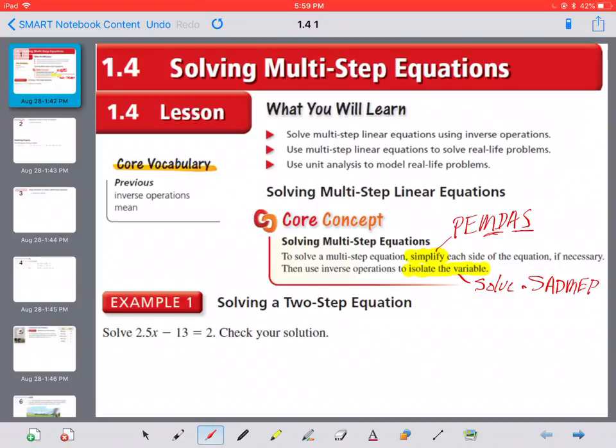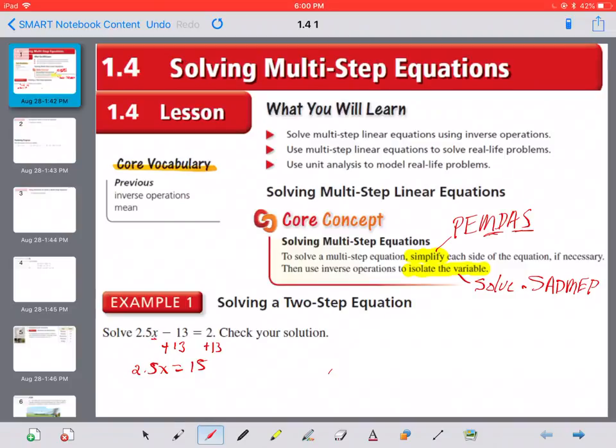For instance, solve 2.5x minus 13 equals 2. Okay, so that means we got to get x by itself. And in order to get x by itself, we got to get everything away from it. And before we can get rid of the divide, because if we divide right now, we'd have to divide the 13 and the 2. We're going to go ahead and just get rid of the 13 first. If we do the opposite of negative 13 by adding 13 to the left, we have to add it to the right.